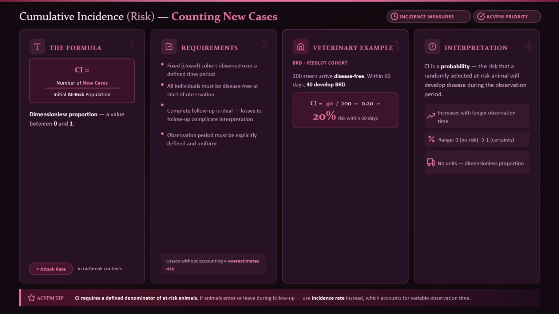Here's an ACVPM exam tip. Cumulative incidence requires a closed cohort. No animals entering the population after the start of the observation period. If the question describes animals being added, removed, or dying of other causes in large numbers during follow-up, cumulative incidence is not the appropriate measure. Incidence rate, or incidence density, as it's also known, with an animal time denominator is required instead. Recognizing which measure is appropriate for a given scenario is a high-yield exam skill.